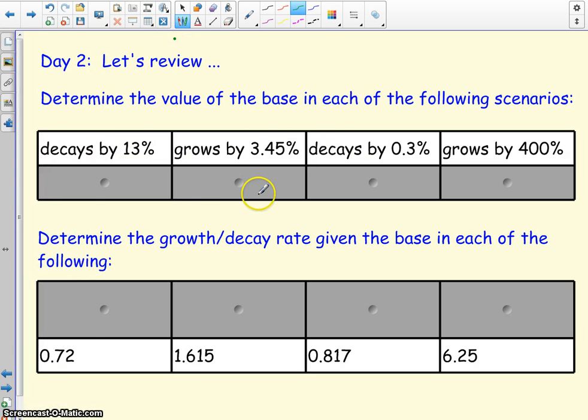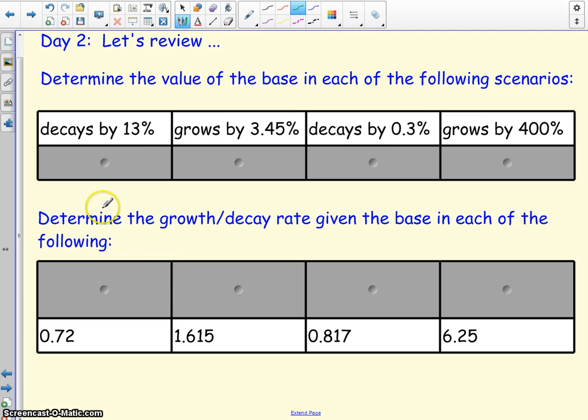Okay, so again, if you're ready to continue, let's just do a quick recap of what we saw. In each of these scenarios, I want you to find the value of the base that you're going to use in the power that's going to be in Y equals C times A to the X. So if we have decay by 13%, what's going to be our A value? Growth by 3.45%, what's going to be our A value? And so on and so forth.